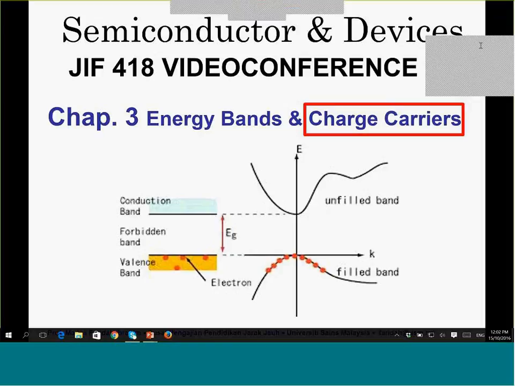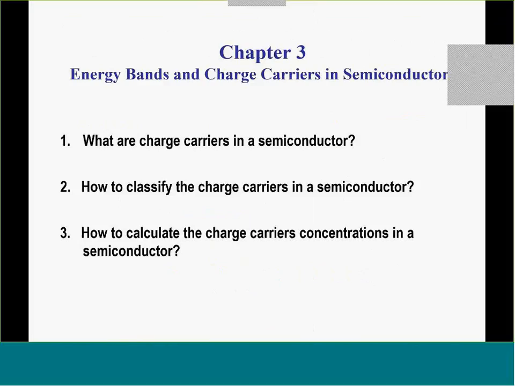Privately? Okay, never mind. Okay, so we are going to talk about charge carriers today. What are charge carriers in a semiconductor, just as a revision? Then how to classify the charge carriers in a semiconductor, and how to calculate the charge carrier concentration in a semiconductor. So basically we are talking about charge carriers today.